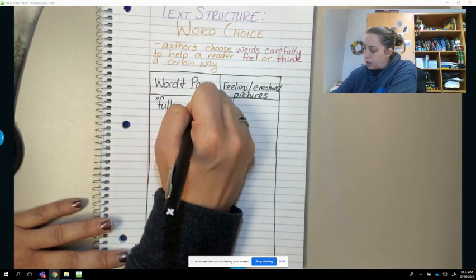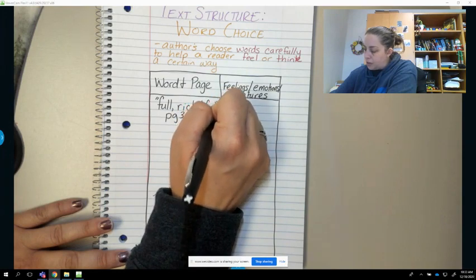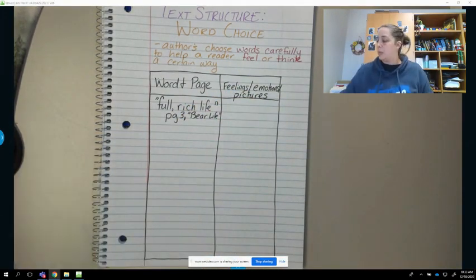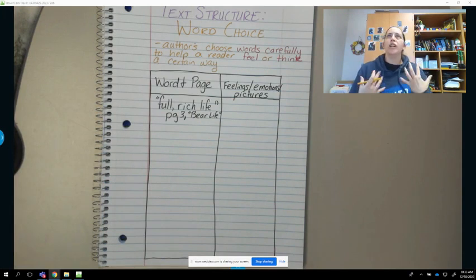And I'm going to put a comma. And then I'm going to write Bear Life. It's a really short version of the title, but it helps me remember which book it is that I'm talking about. And when we're talking about that, I'm thinking, full, rich life.